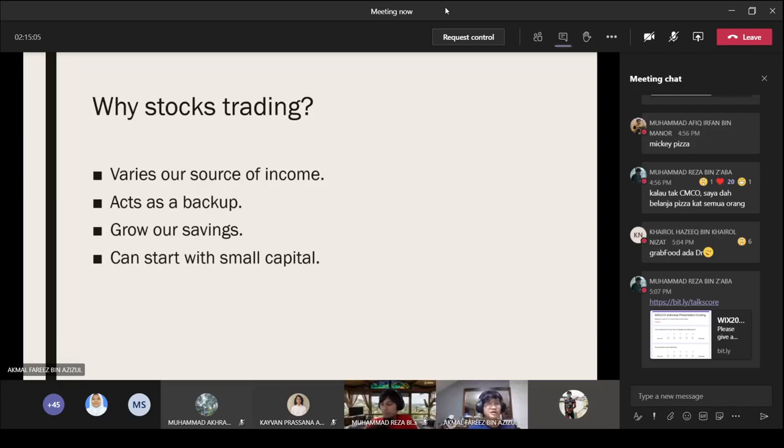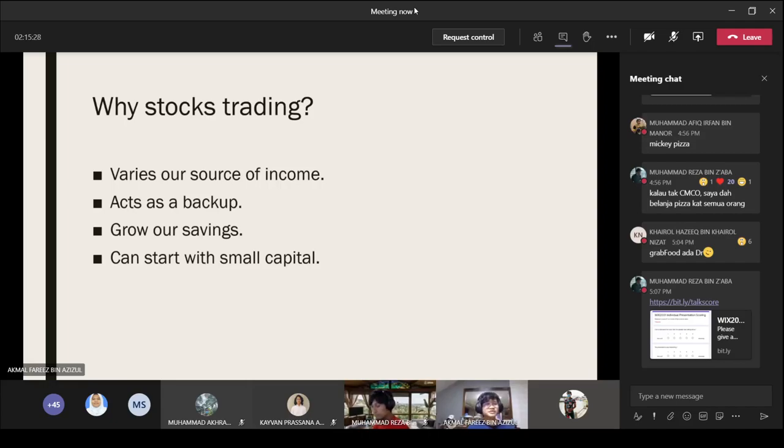VSS is just the company's effort to provide some perks in return for the employee voluntarily leaving the company. Okay, so that's pretty much it. Moving on. It grows our savings.